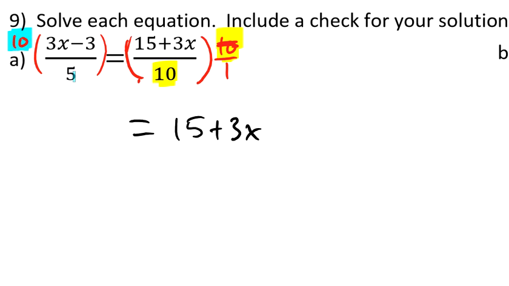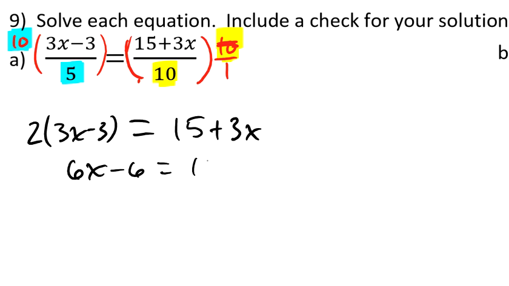You can see I have a factor of 10 and a factor of 5 in my denominator. 10 divided by 5 is 2. So what I need to do is distribute this factor of 2 to the 3x minus 3. So I'll write this. It's 2 times 3x minus 3. If I distribute that 2, it's a 6x minus 6, and that equals 15 plus 3x.